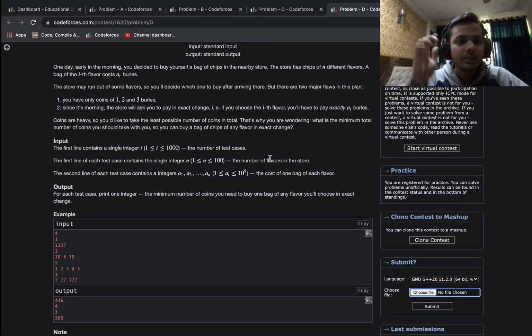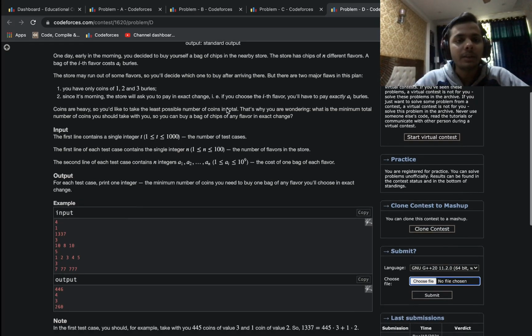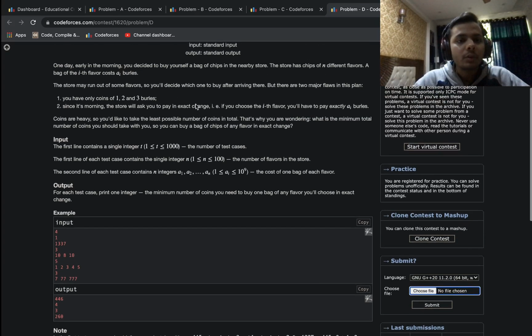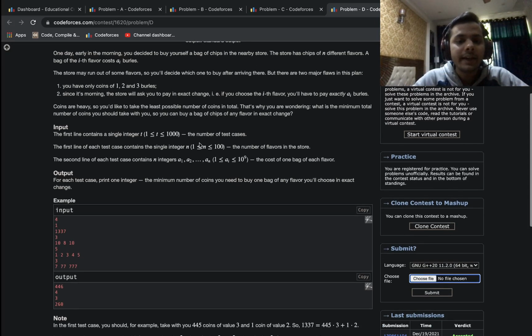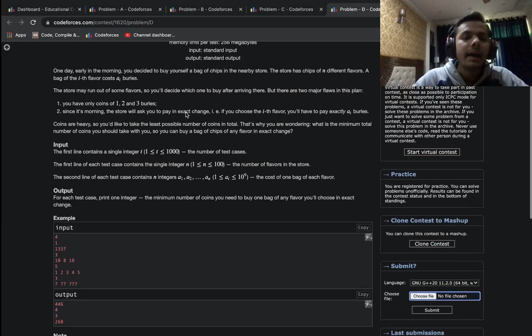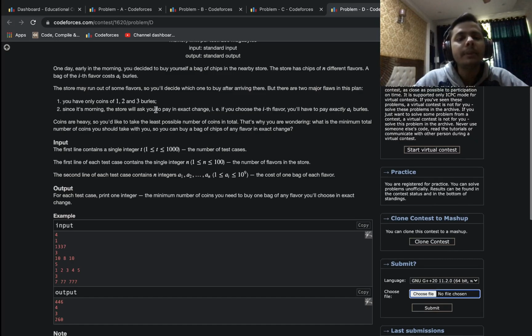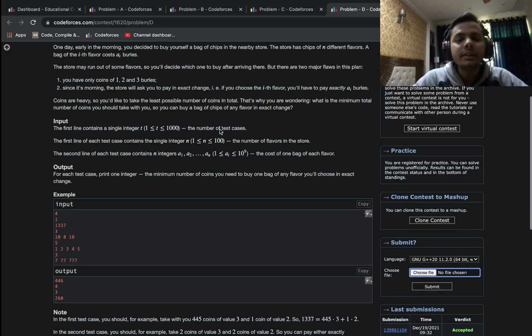Now this is a basic maths problem. Let's see what's happening here. You have an array A of n integers. n can be only up to 100, and the values of a[i] can be huge, from 1 to 10 raised to the power 9. You have coins only of denominations 1, 2, and 3. What you want is to minimize the total number of coins you need to take, such that using these coins you can buy every item precisely.